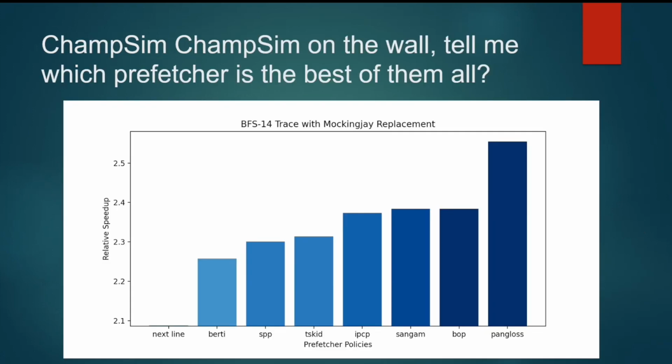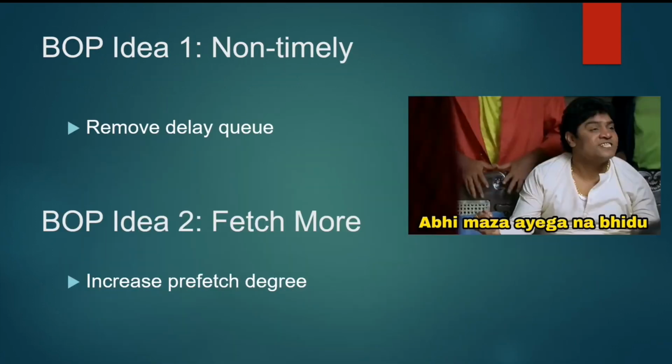As Mockingjay was performing the best among the tested replacement policies, we tested prefetchers with Mockingjay replacement. We observed that Pangloss and best offset prefetchers were the lead runners, and hence we focused our attention mainly on them. We started off by trying to specialize BOP for graph analytics.